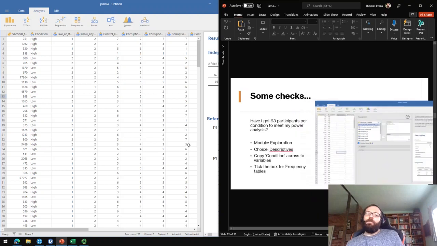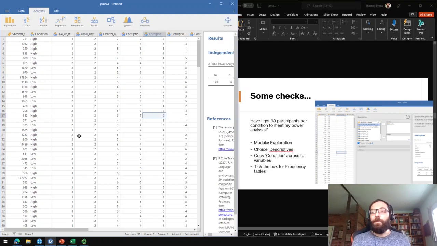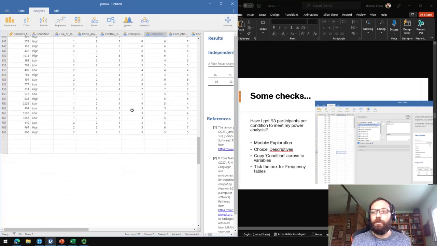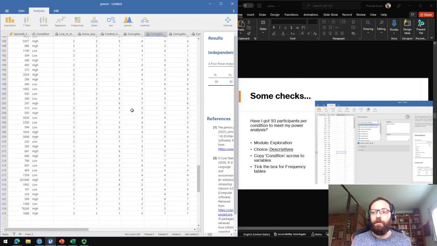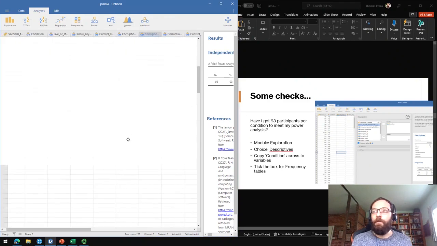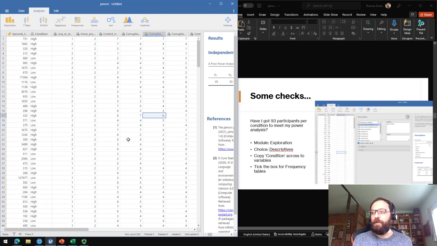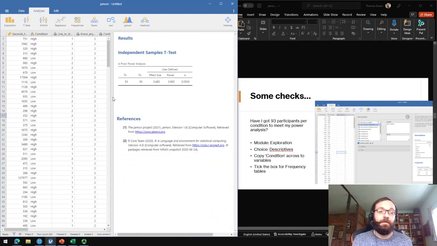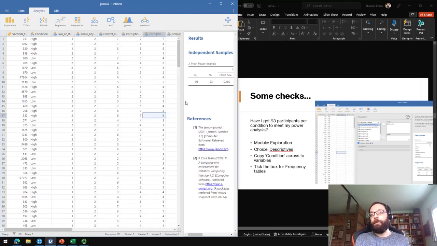So one of the first things we should probably do with our data file, given we've now eyeballed it and we can see there's roughly 225 participants, and we've got a variety of different measures, is ask: have we met our power analysis target? Which, if you remember, or in fact don't even have to remember, just have a look at the right-hand side of your screen, is 93 participants per group.